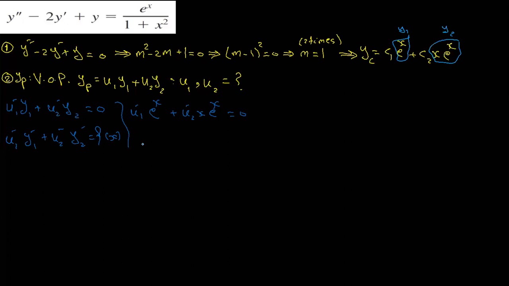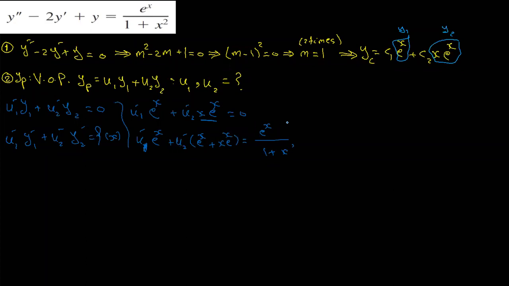Now, u1 prime times the derivative of my y1, which is e to the x, plus u2 prime, which I don't know, times the derivative of this function, equals my f(x). Where is my f(x)? It is e to the x divided by 1 plus x squared. And the derivative of my function is e to the x plus x e to the x.